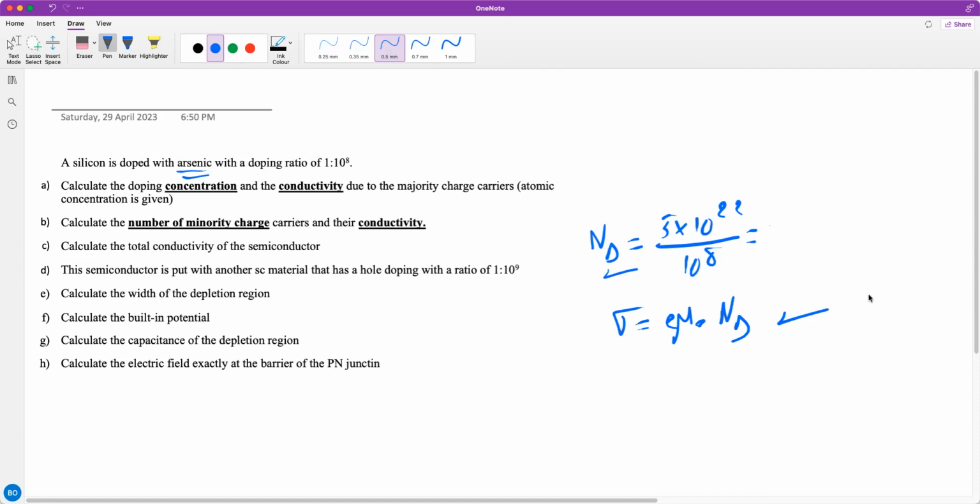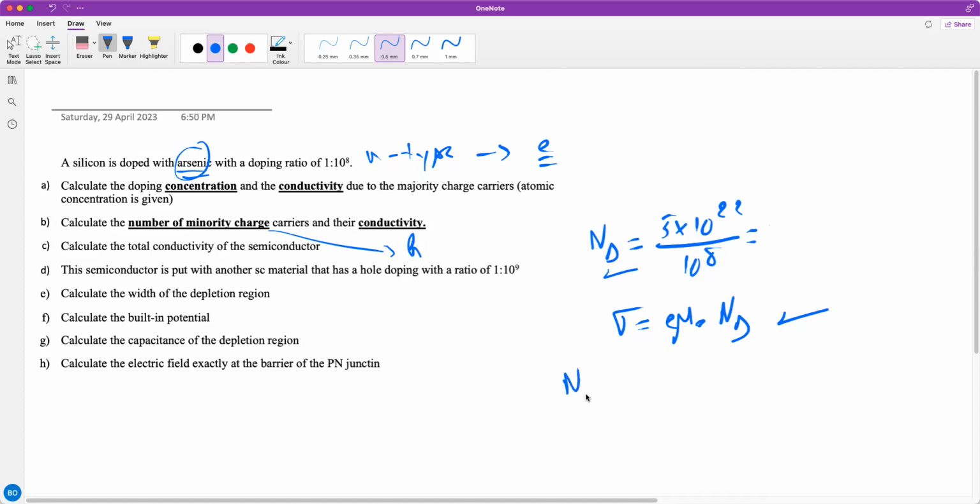Calculate the number of minority charge carriers. Here, many students still struggle with the minority and majority charge carrier densities. So this is the doping for N-type. This means the major carrier charges are electrons, so the minority will be holes. And how do you calculate the holes?